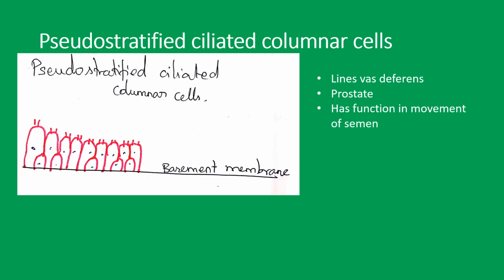Pseudostratified ciliated columnar cells. These cells appear as if there are multiple layers of columnar cells, but actually it is a single layer of columnar cells that vary in size. They line the vas deferens and prostate and have the function of movement of semen. They move the semen to the seminal vesicle and the prostate, distally to ejaculate out of the body.